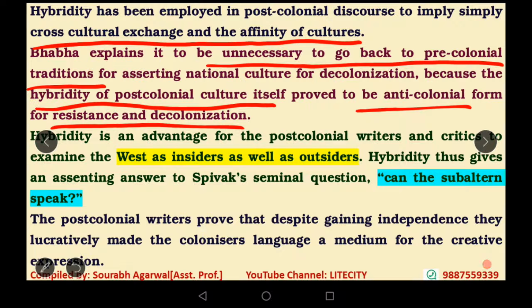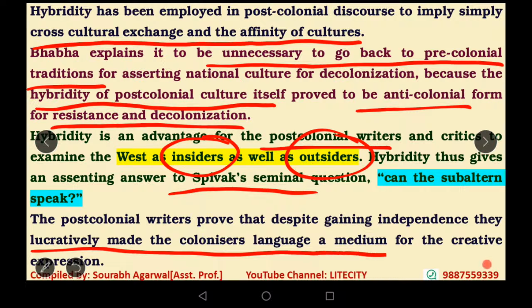Hybridity is an advantage for the post-colonial writers and critics to examine the West both as the insider as well as the outsider. Outsider because we are not an integral part of that culture. Insider because we have seen them firsthand. So we can critically analyze their culture. Hybridity thus gives us an assenting answer, a yes to Gayatri Spivak's seminal question, can the subaltern speak? According to Bhabha, yes, they can speak because of their hybrid experience. The post-colonial writers proved, despite gaining independence, they lucratively made the colonizers' language a medium for creative expression, which we have already seen in the sense of abrogation and appropriation.